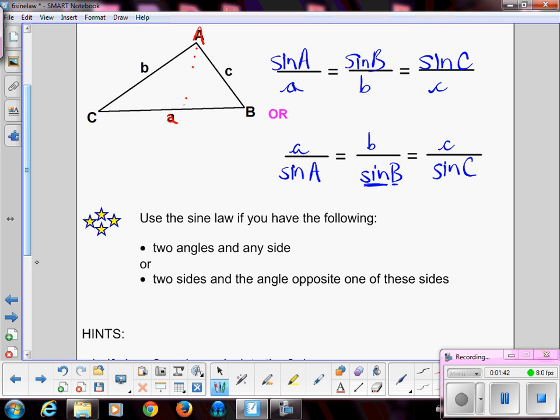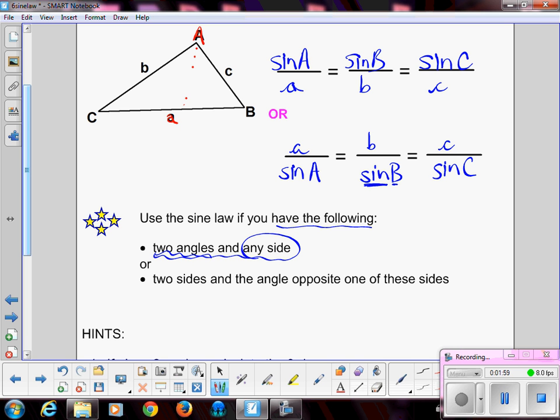Now we can use it if we have the following. If we have two angles and any side. Well, let's face it, if I've given you two angles, that means you really have three, because you know that the sum of the interior angles of a triangle is 180 degrees.